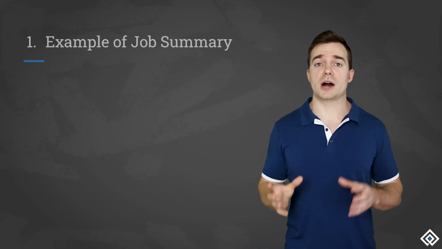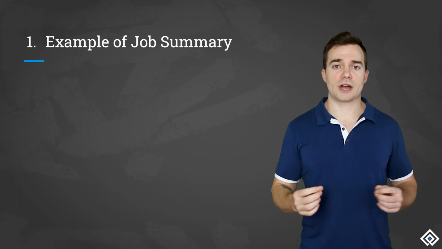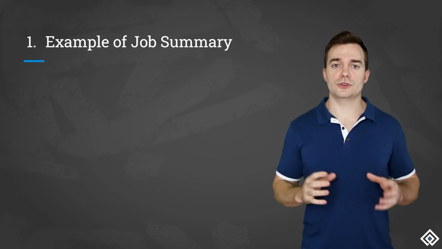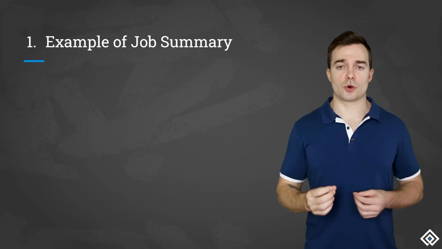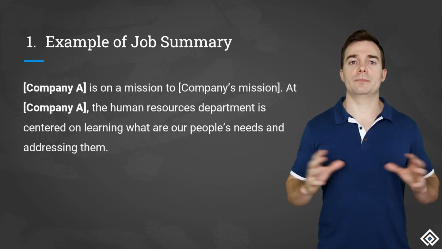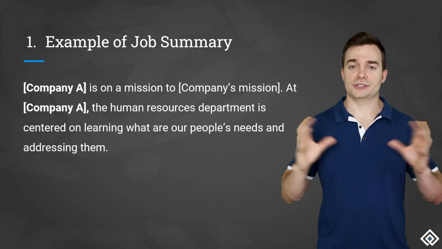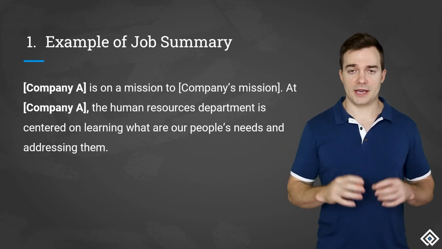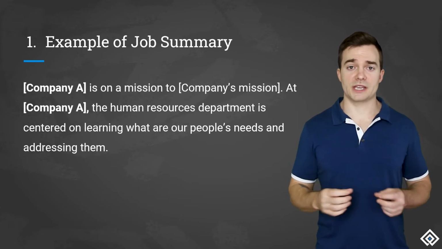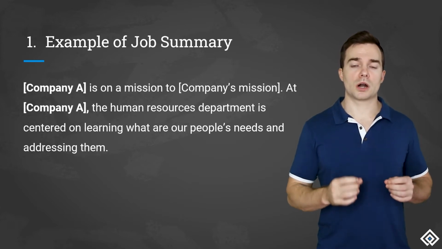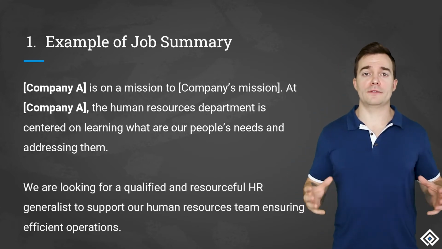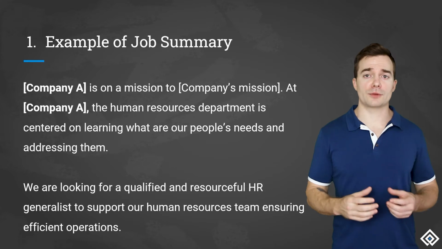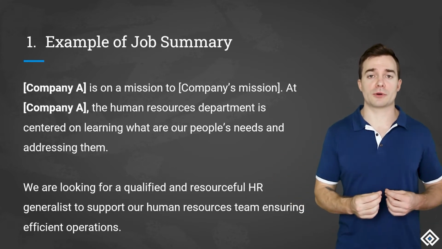Let's look at an example of the first section of a job description, the job summary. This is the way to write an effective job summary. You can use this template to craft your next job summary for an HR generalist at your organization. So here we have, Company A is on a mission to, and just include your company's mission here. And at Company A, the Human Resource Department is centered on learning what our people's needs are and addressing them. We're looking for a qualified and resourceful HR generalist to support our human resources team, ensuring efficient operations.